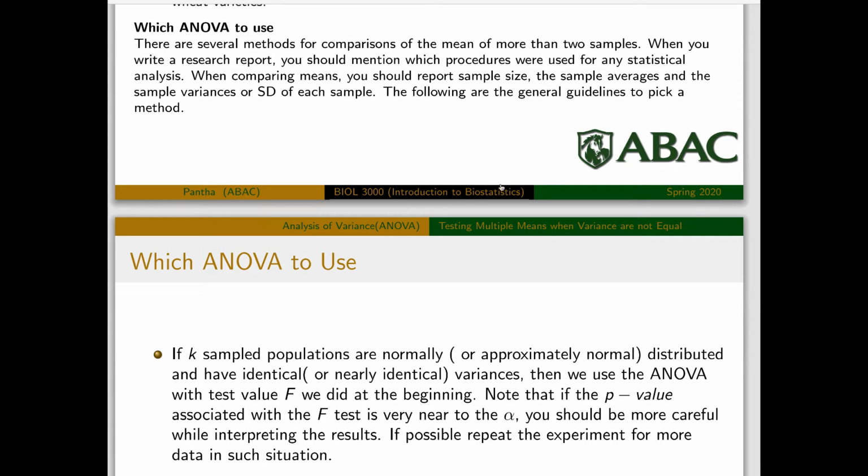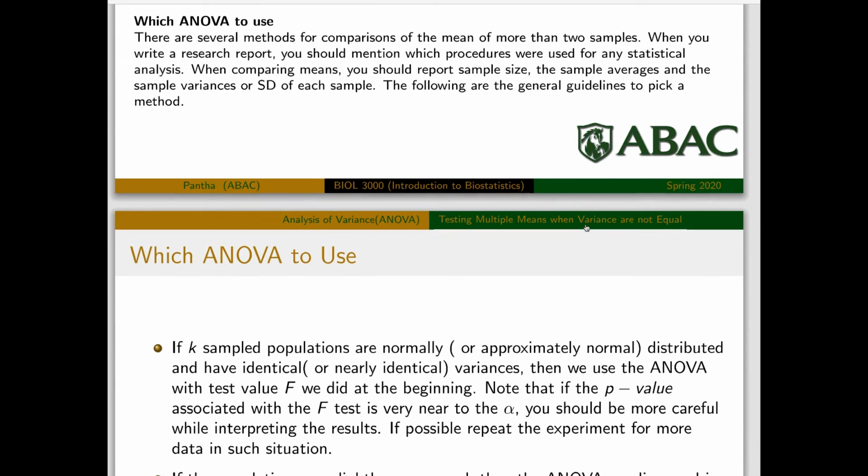Okay, let me read those points. There are several methods for comparing the means of more than 2 samples. When you write a research report, you should mention which procedures were used for any statistical analysis. When comparing means, you should report the sample size, the sample average, and the sample variances or the standard deviation of each sample. The following are the general guidelines to pick a method.